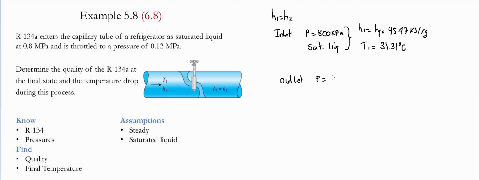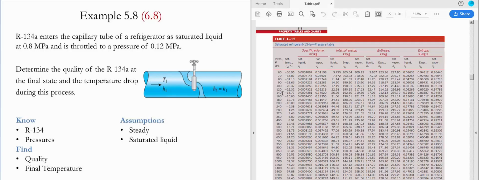Now that we know the information for the inlet, let's figure out the information for the outlet. For the outlet, we have that the pressure is now equal to 120 kilopascals, and we know that the value of H2 is equal to the value of H1, which is equal to 95.47 kilojoules per kilogram. We are going to go back to table A12, and we go to that pressure of 120 kilopascals, and we see the values for the enthalpy.